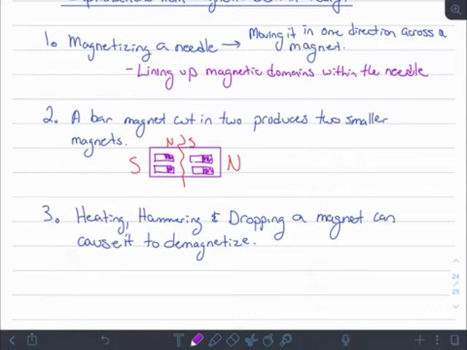Okay, so why do you think that heating, hammering, or dropping a magnet might cause it to demagnetize? What effect are we possibly having? I don't know. All at once, you mean? Or one or the other? Like any of the three. Like any of those three things, if I do it to a magnet, it can cause it to demagnetize.